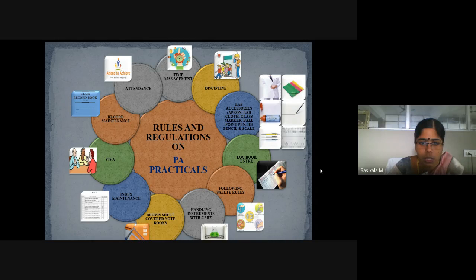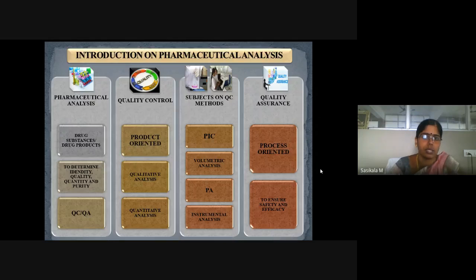Okay, this is about rules and regulations on pharmaceutical analysis practicals. Time management, discipline, lab accessories, what you need to bring, logbook entry, following safety rules while handling chemicals, then handling instruments with care, then brown sheet covered observation books, index maintenance after each practical with a signature from the staff in charge, then viva, record maintenance, then attendance. Be regular to the class. Okay. Coming to the subject.